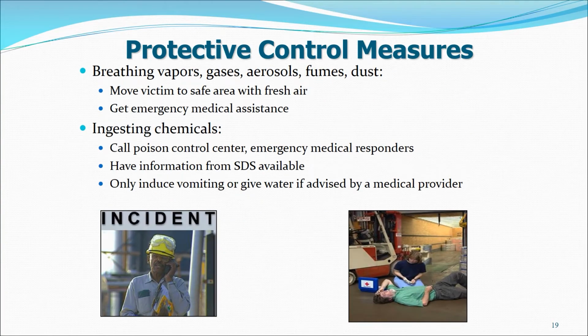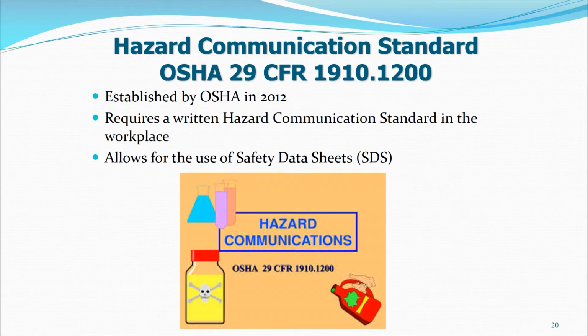Another common exposure is breathing chemical vapors, gases, aerosols, fumes, or dusts. The typical immediate first aid response for this type of harmful overexposure is to take the victim to an area with fresh, clean air and call for emergency medical assistance. If hazardous chemicals are swallowed, it is not always the best practice to induce vomiting. It may also not be a good practice to have the victim drink plenty of water. In this situation, call a poison control center or emergency medical responder and have information from the SDS readily available.